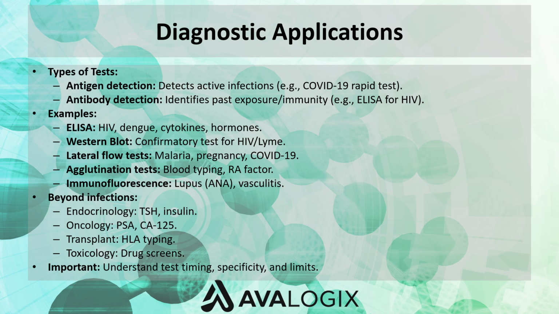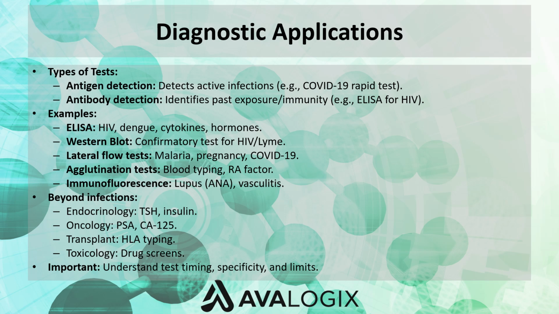Let's consider some examples. ELISA is used to detect antibodies to HIV, hepatitis viruses, and dengue. It's also used for measuring cytokines and hormones like insulin. Western blot is a confirmatory test for HIV and Lyme disease. Rapid antigen tests using lateral flow technology provide immediate results for diseases like influenza, malaria, and COVID-19. Agglutination assays help in blood grouping and detecting rheumatoid factor. Immunofluorescence is key in autoimmune diagnostics, especially in lupus and vasculitis.